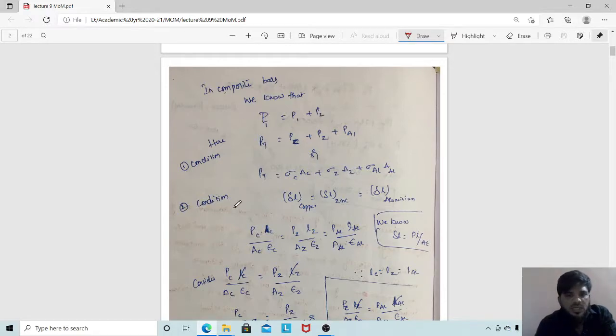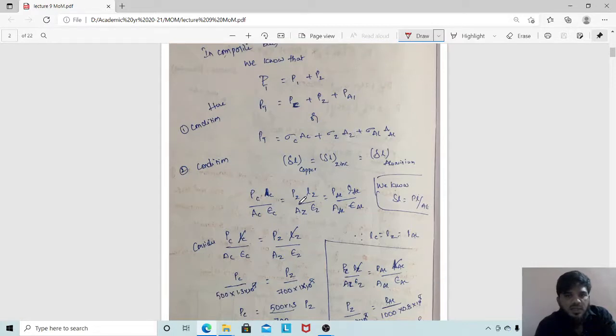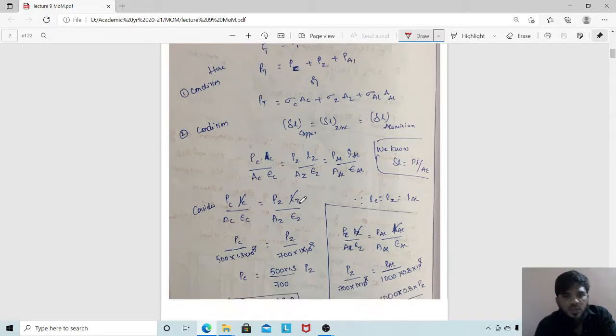The second condition, we know, is that the deflection of all the materials should be equal. Meaning if one material extends, another material should extend by the same amount, because the overall deformation should be the same. For example, in a pillar, if steel rods come out when the temperature is increased, then the whole structure will fail. So in composite material, this is one of the important things: the deflection of the individual materials should always be equal to one another.